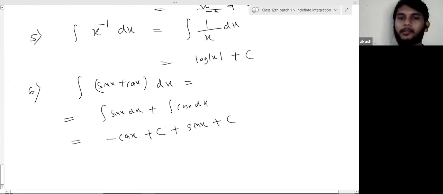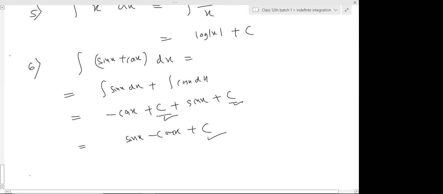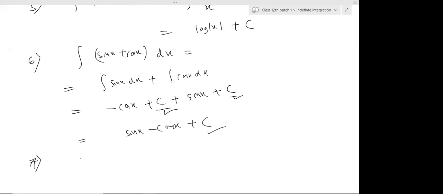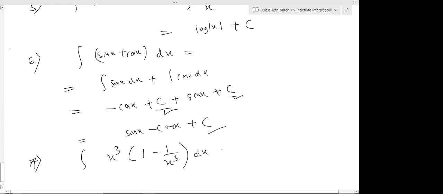So what we can do here is add this c and this c, and write it as one c. So sin x minus cos x plus c. All right. Because we don't know the values of these constants, they will be added together. Two numbers can be added together and represented by a third letter. All right. Okay, sir. Next question. I hope this is clear to everyone. Very important. This will teach you how to solve things. So we are just trying to manipulate all the functions into what we already know. Please integrate this.